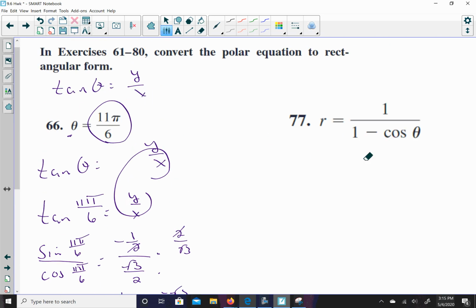Okay, the next one I have is number 77. I have r is equal to 1 over 1 minus cosine theta. So I don't like having anything in the denominator, so I'm going to get rid of that first. I'm going to multiply both sides by 1 minus cosine theta to get rid of that denominator.